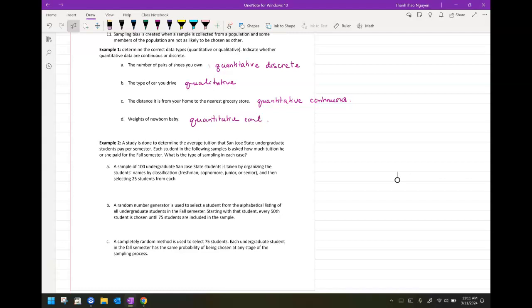A sample of 100 graduates from San Jose State students is taken by organizing the student names by classification, freshman, sophomore, junior, senior, and then selecting 5 students from each. So here you divide students in groups, and then you take a proportionate number from each group. So this is the stratified sample.